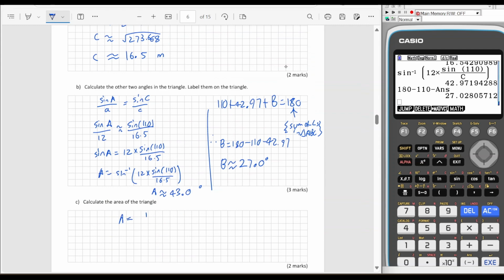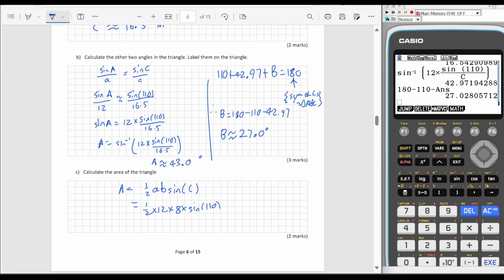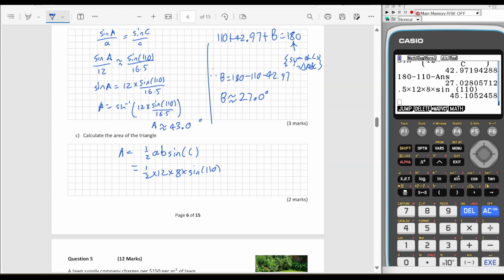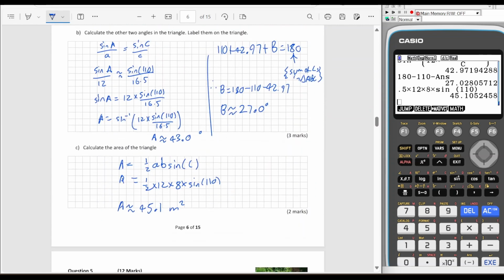Area is half AB sine of C. All right. That's half times 12 times 8 times sine of 110. And we can work out what that is. So 0.5 times 12 times 8 times sine of 110 gives us 45.1. It's in meters squared. Yeah, it is. Cool. So there we go.